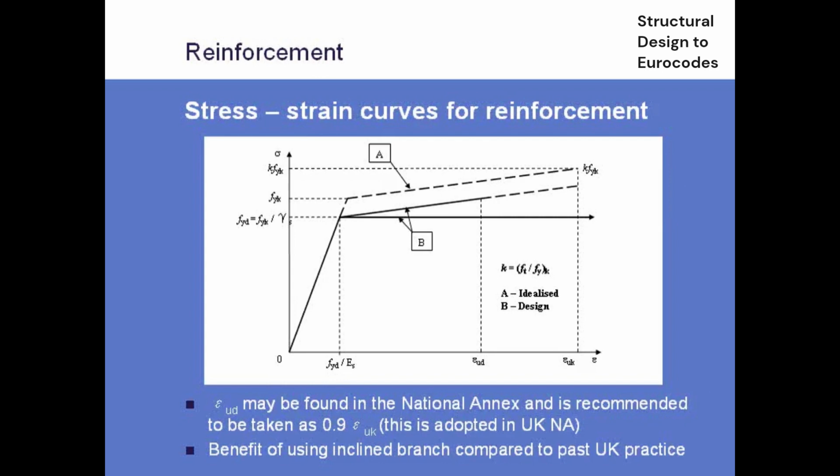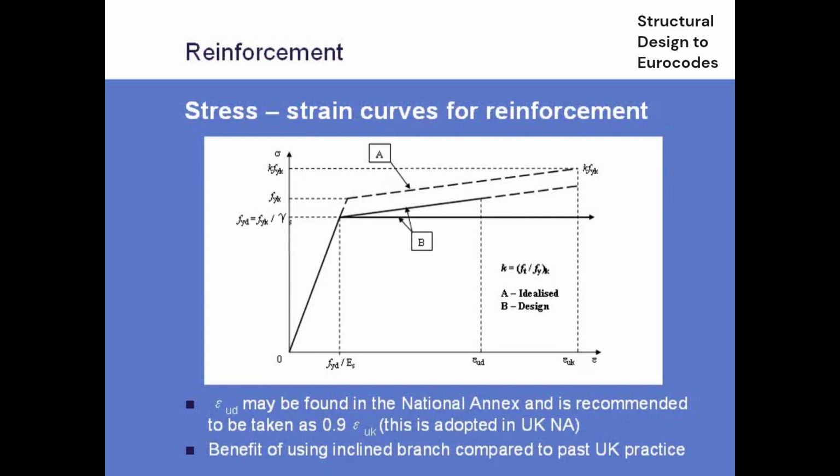Alternatively, we can use a second diagram which has linear elastic up to yield, but then has a rising branch which goes up to the ultimate tensile strength of the reinforcement. And we can use that, so we can take benefit of the reserve of strength beyond yield. But if we do that, then we have to make sure in our analysis of the section that the strain in the reinforcement doesn't exceed the fracture strain.